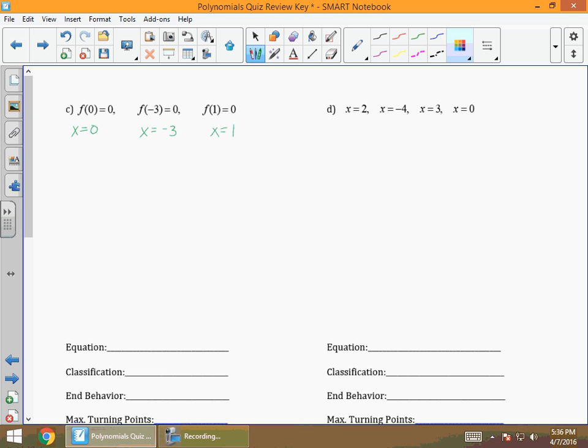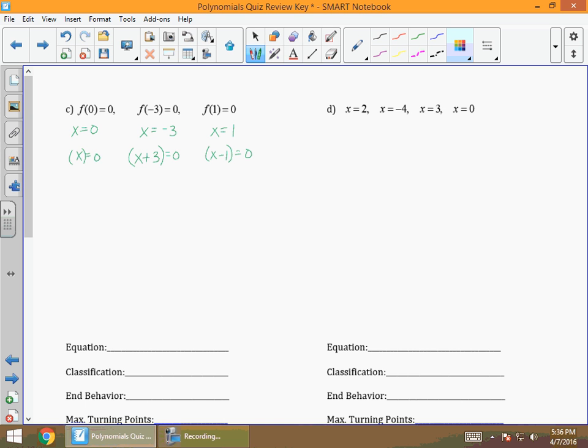That means in part C, x is one factor. And if I had to get the next one equal to 0, x plus 3, I'd have to add 3 to both sides. So that is one factor. And x minus 1 is one of my factors.